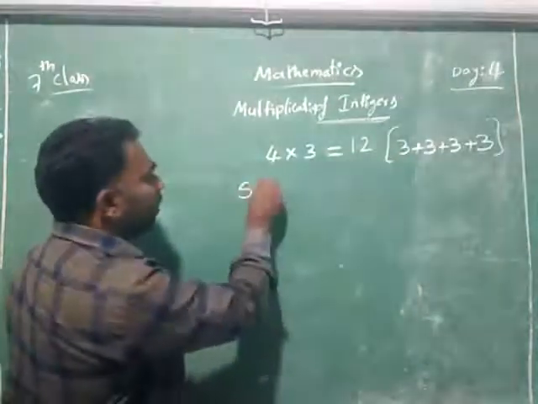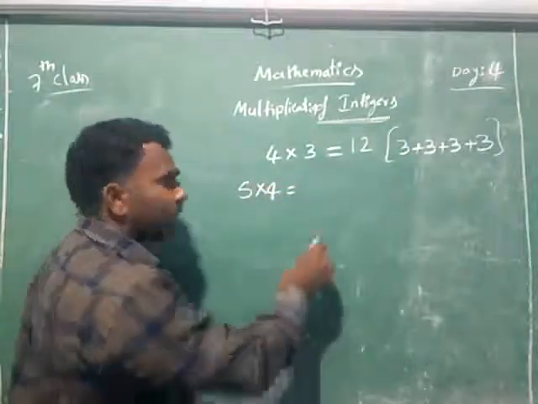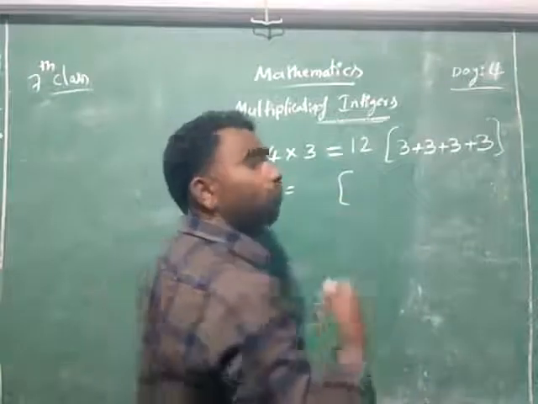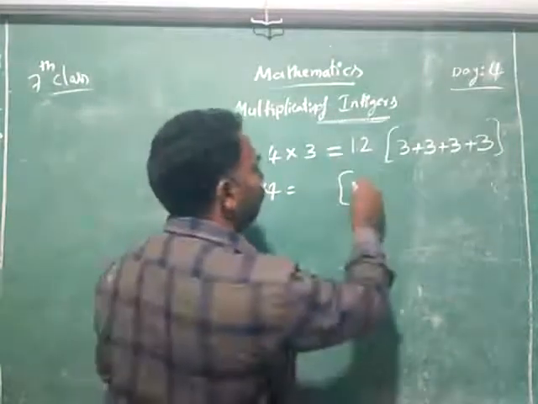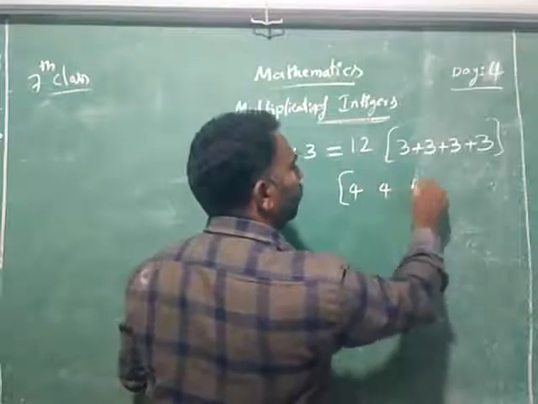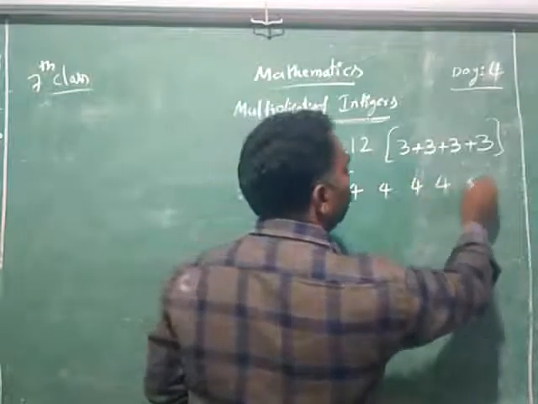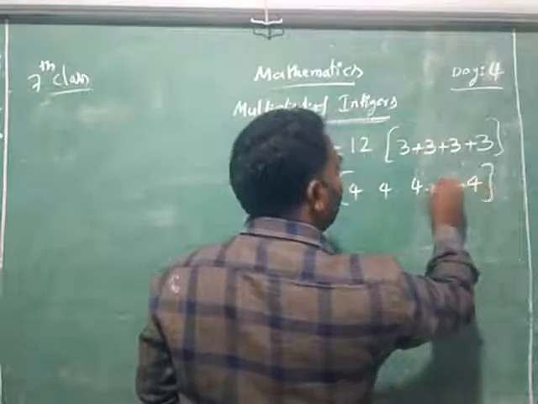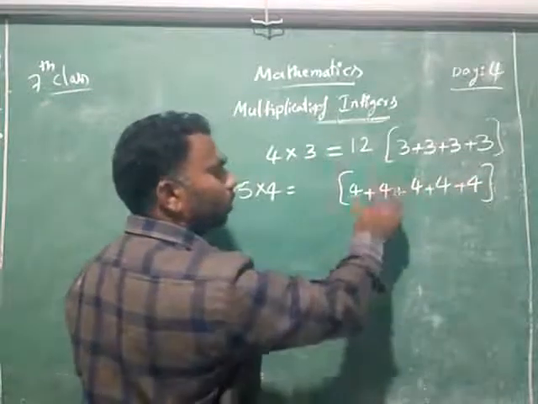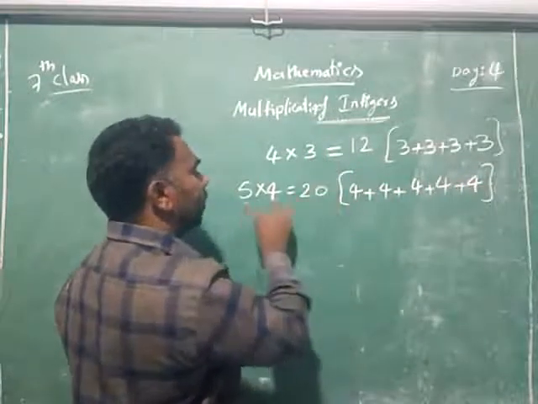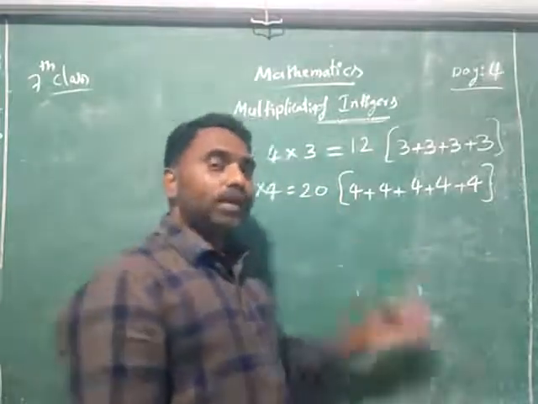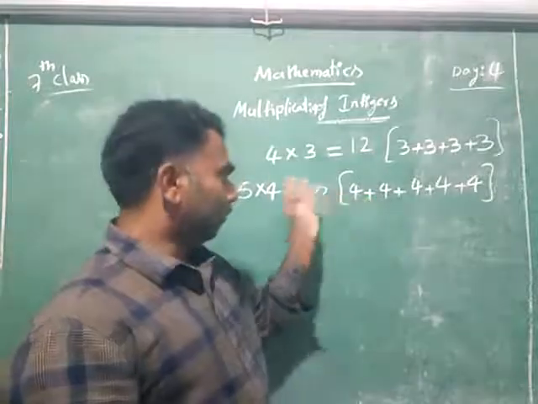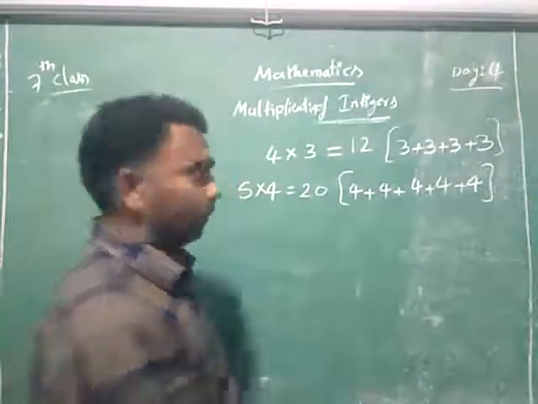What does 5 fours mean? 5 fours. How many? 5. What? Fours. 1 four, 2 fours, 3 fours, 4 fours, 5 fours. 5 fours together become 20. That is called 5 fours are 20. This is the way of multiplication of natural numbers.